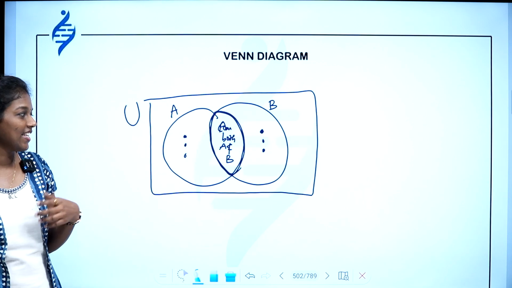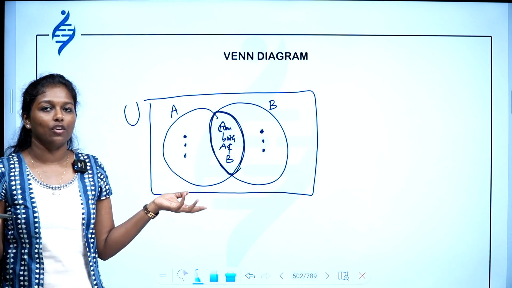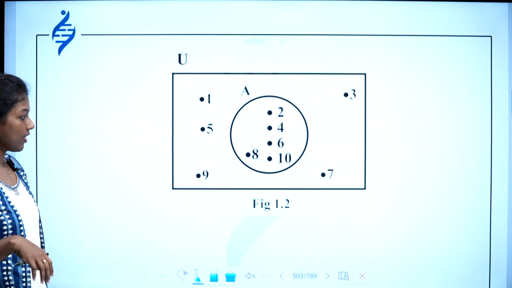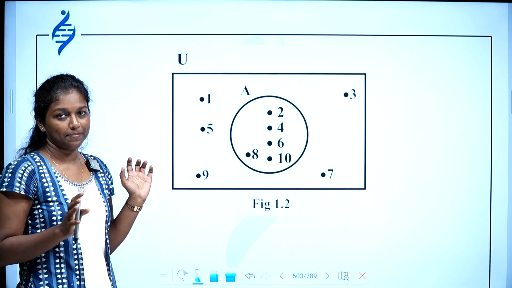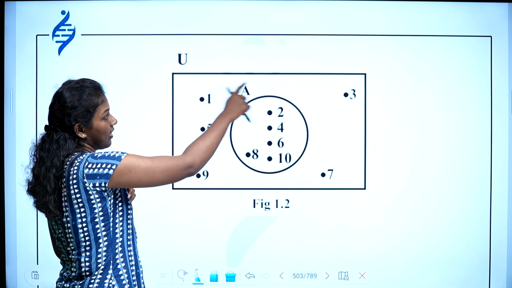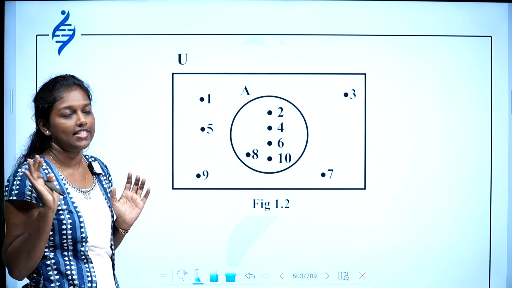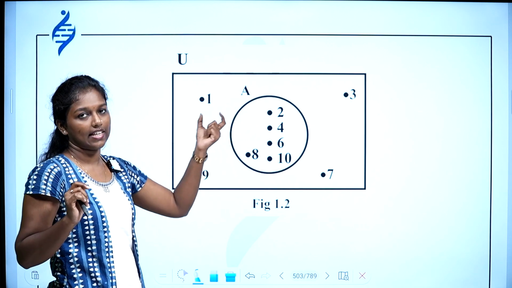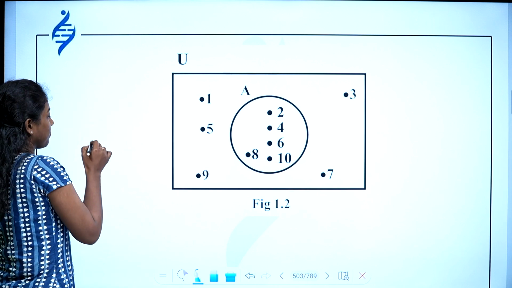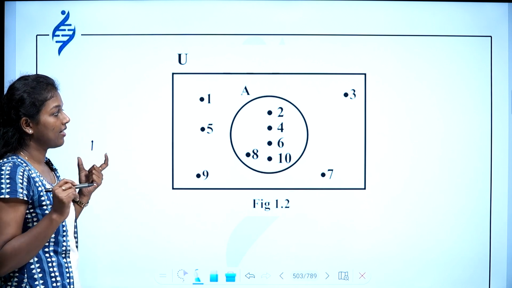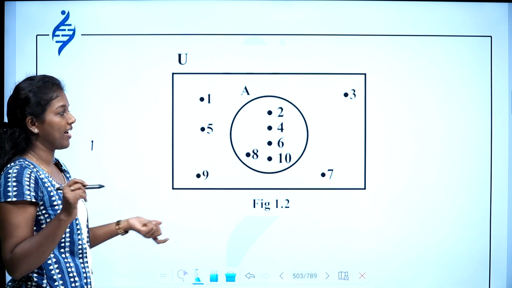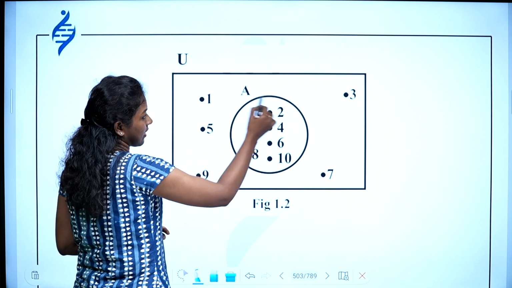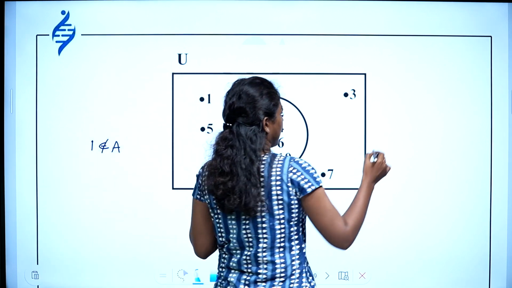So we can easily understand which are common and which are not there. Then, this is a figure. The square or rectangle represents our universal set. Inside that, our set A is there. If you are asked, is 1 in the set A? No, right? 1 does not belong to A because 1 is outside. A means this circle.